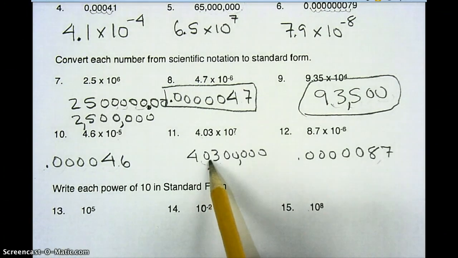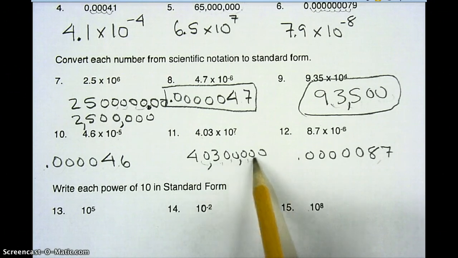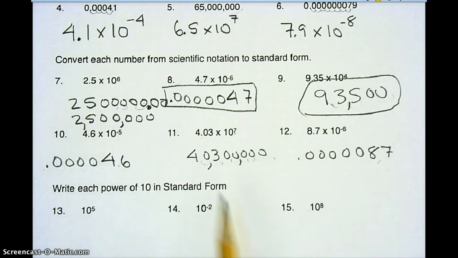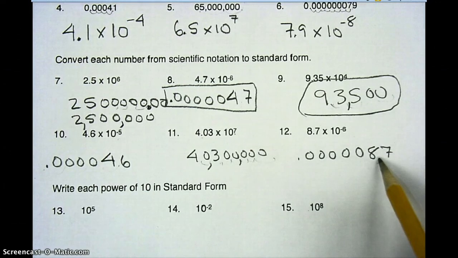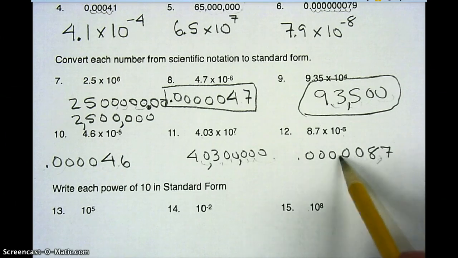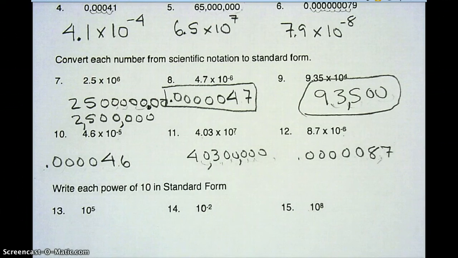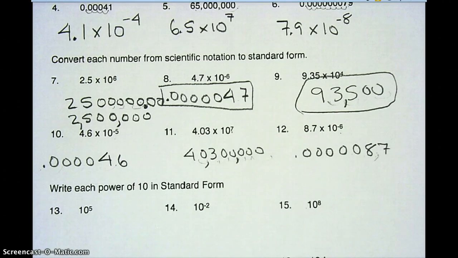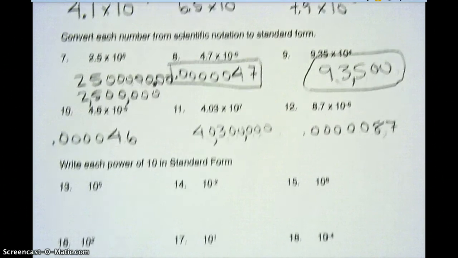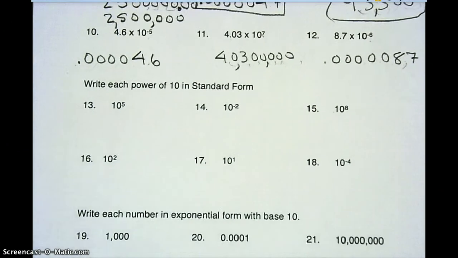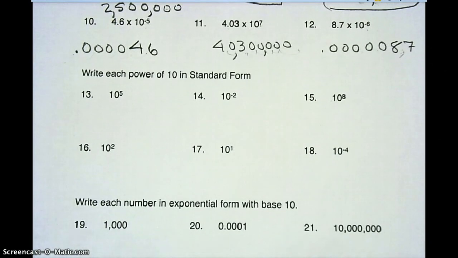So I go 1, 2, 3, 4, 5, 6, 7. It's not the number of zeros, it's how many places the decimal point moves, remember. And the last one starts here, and since it's a negative exponent, it's got to move 6 places to the left. 1, 2, 3, 4, 5, 6. So I get 0.0000087. Okay? Now let's try some of these and write each power of 10 in standard form.